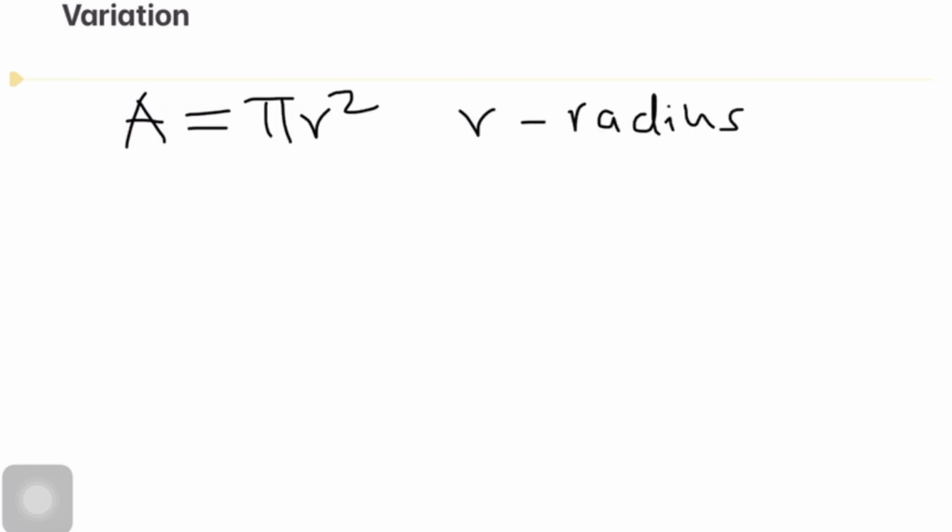On this topic on variation, I want to introduce you to the topic so that you are in a position to understand what I'm talking about. I would like us to consider this formula. I'm pretty sure that we know the formula for finding the area of a circle: A equals pi r squared, where r represents the radius.